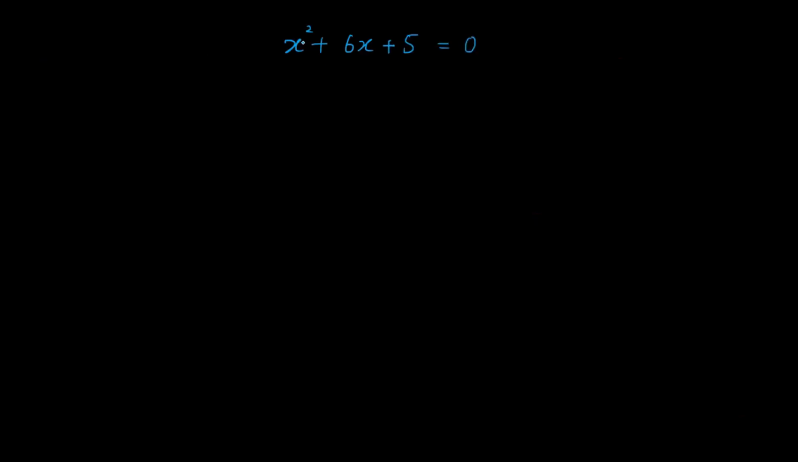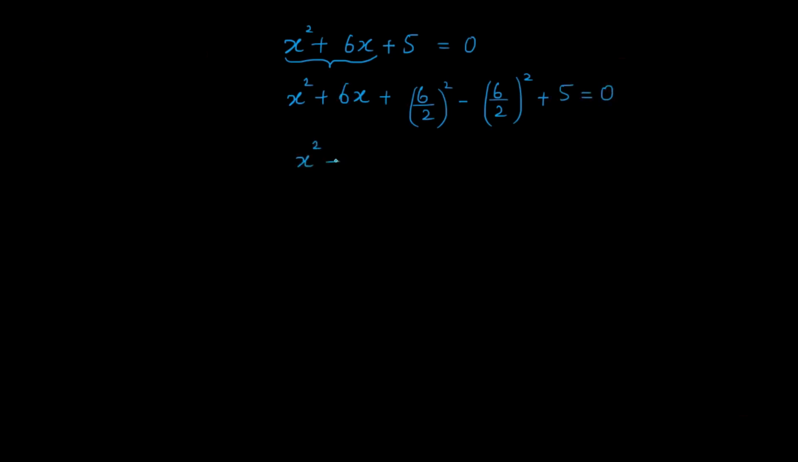Now for this, we take two terms from this quadratic equation. So we will write x squared plus 6x. Now you have to add and subtract a number, which is the coefficient of x divided by 2, squared. So (6 by 2) squared, subtracted (6 by 2) squared, plus 5 equals 0.